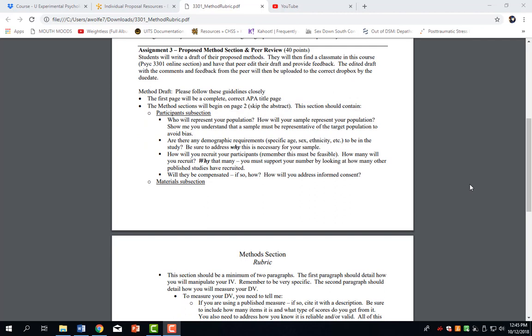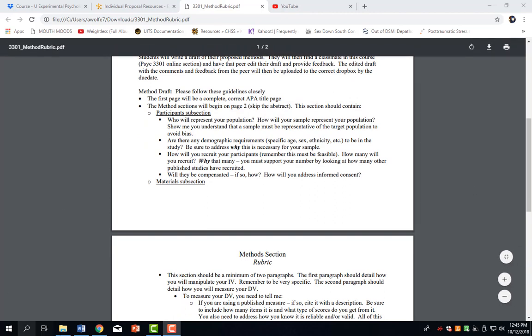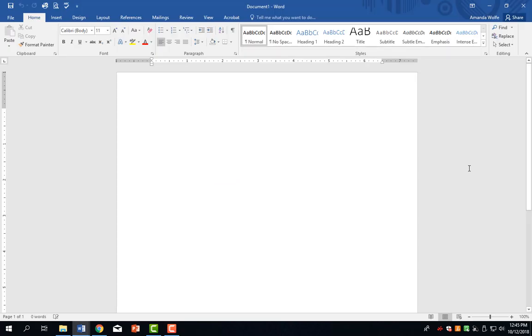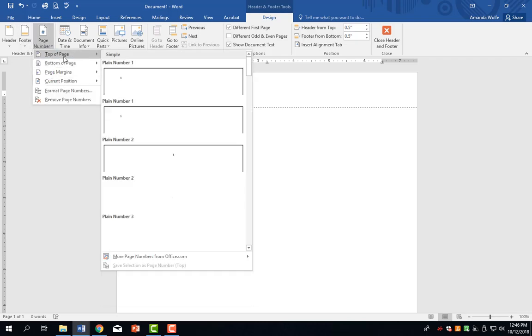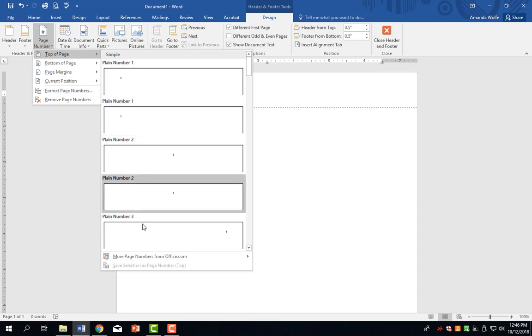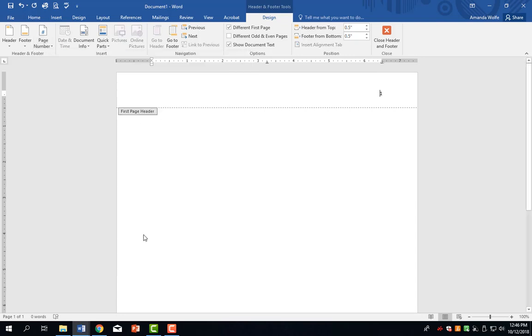So if we look at our method section, the first thing that it wants is an APA title page. So here's Microsoft Word, and it's very easy to start a title page. I just double click the header area, I click different first page, then we want to insert a page number all the way to the right.